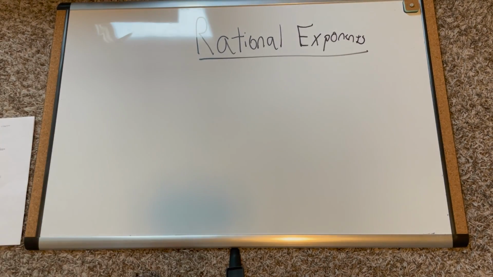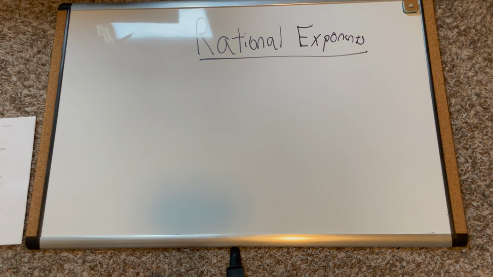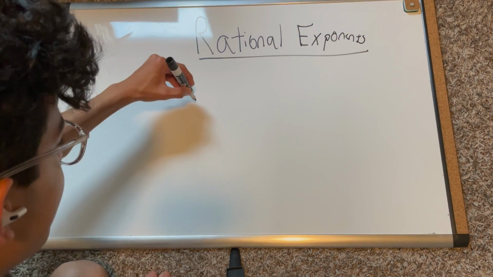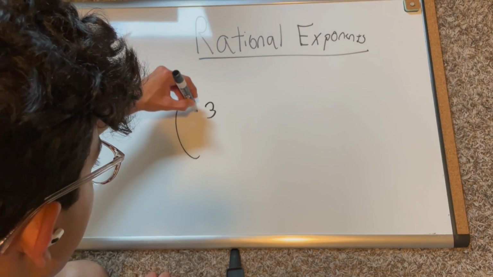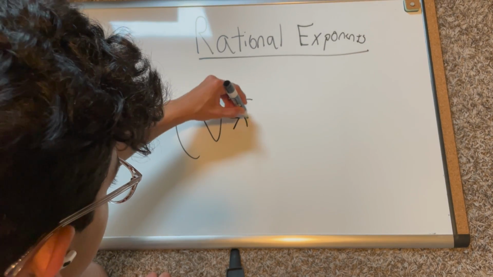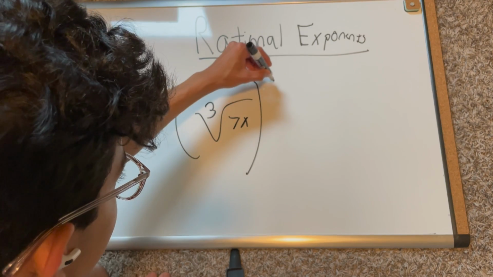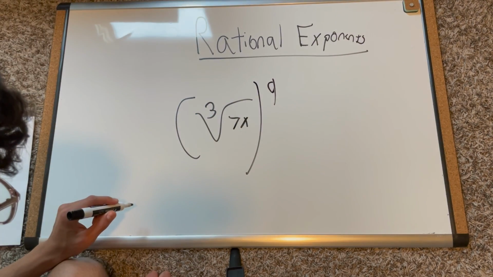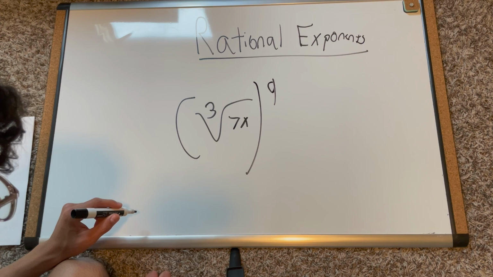Okay. So the next question is solve. It says use exponent radical properties to simplify. Just basically use your rules of rational exponents to solve. So cube root of 7x all to the 9th. Okay.